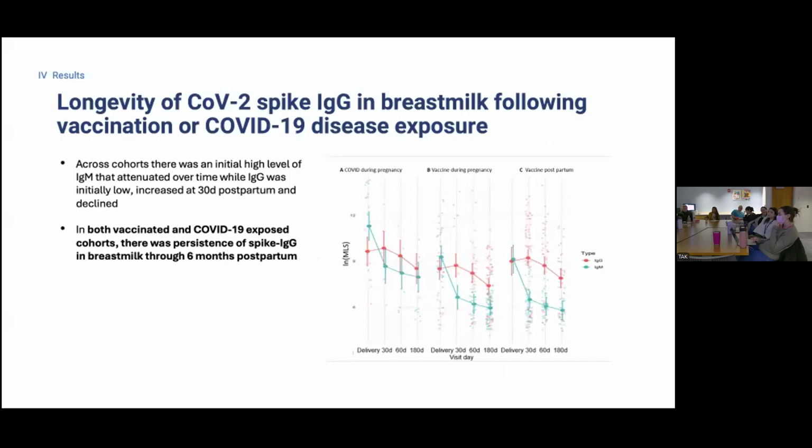Okay, so the last thing we found was there is longevity of IgGs towards the COVID spike protein in breast milk following vaccination or COVID exposed groups. So again, you can see it here in both vaccinated and COVID exposed groups, the IgGs persist through 6 months postpartum.